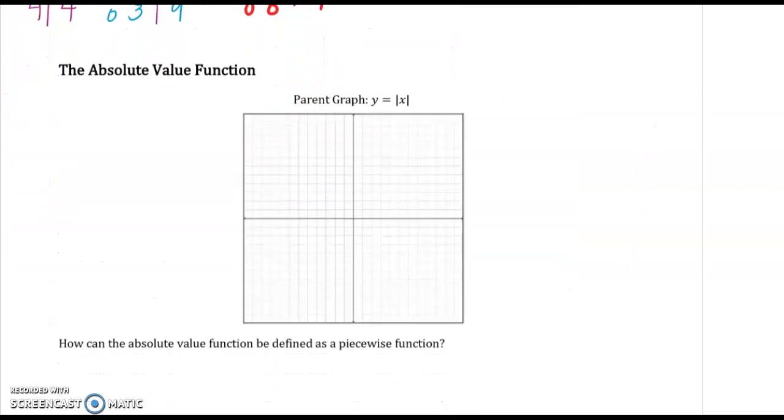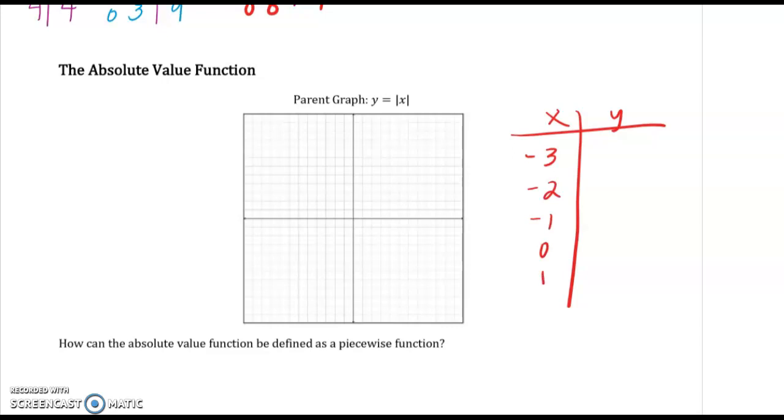Okay, the last one we're going to talk about is the absolute value function. If you guys remember from Algebra 1, the absolute value of x is basically, it's going to look like this. If I just plug in some x and y values, let's say I plug in negative 3, negative 2, negative 1, 0, 1, 2, the absolute value just makes these numbers positive. And it ends up looking something like this, a v, right?